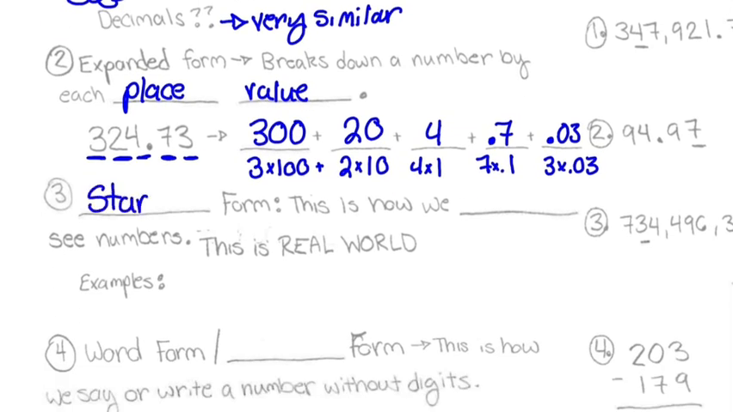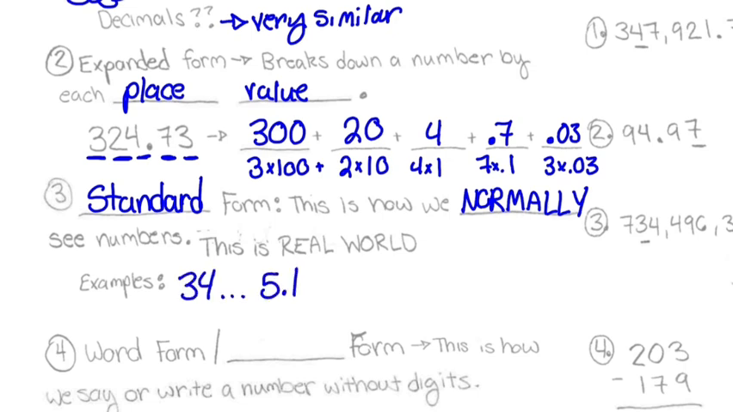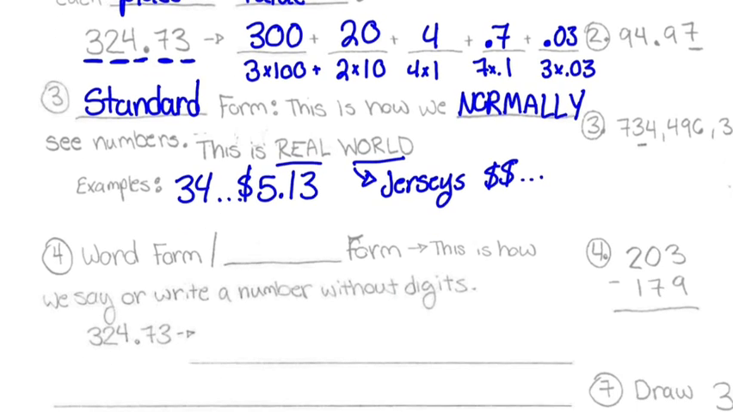The next one is called standard. Now this is normally how we see numbers. I call this like the jersey numbers because this is what you're going to see on the back of jerseys. They don't break stuff down by place value. They don't break stuff down by the blocks. It is what it is. It's real world. That's how you see it. Jersey numbers or money outside of a gas station. All of these are numbers the way we normally see them.